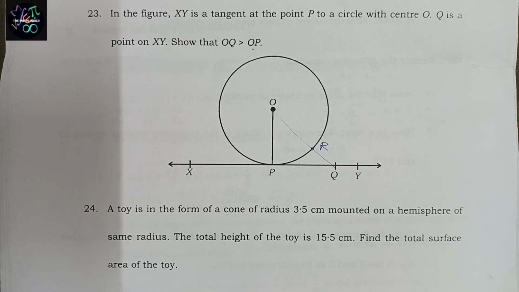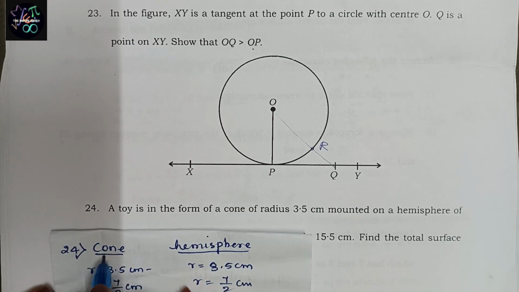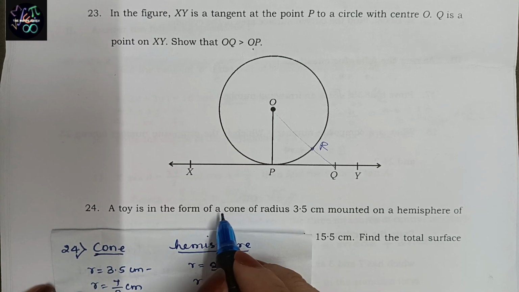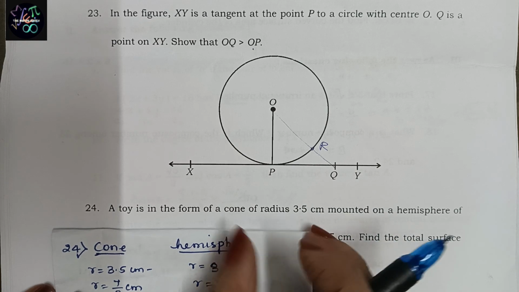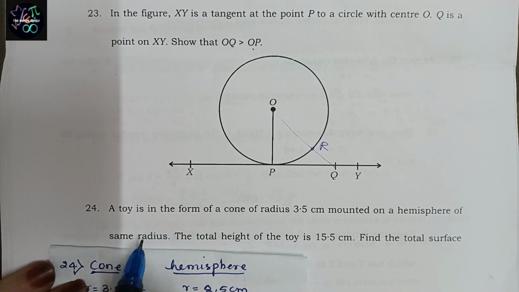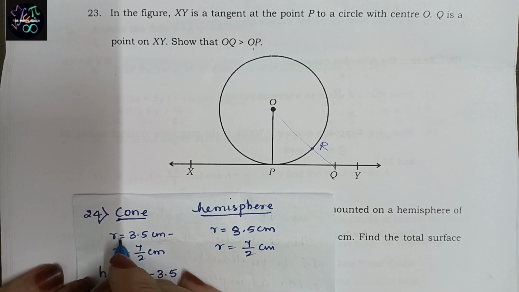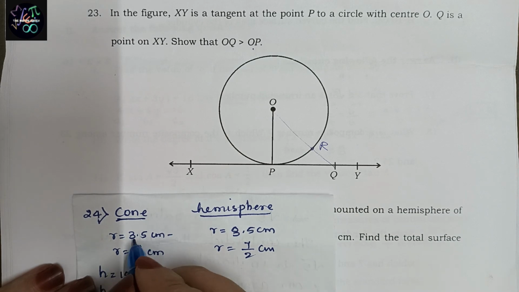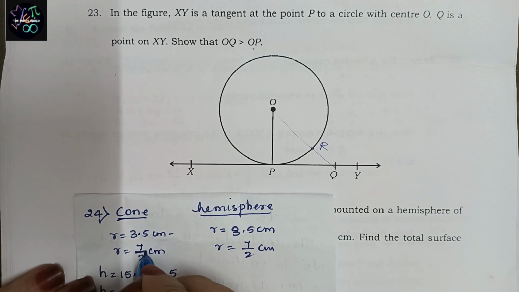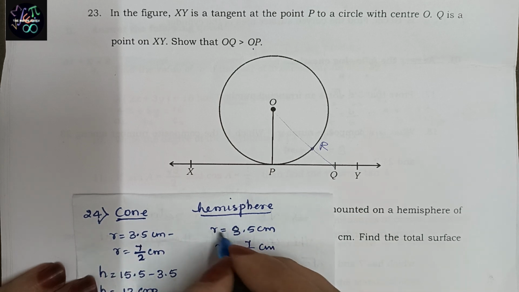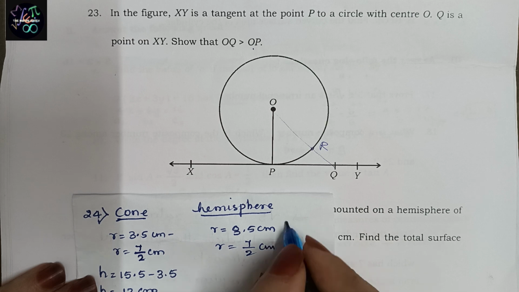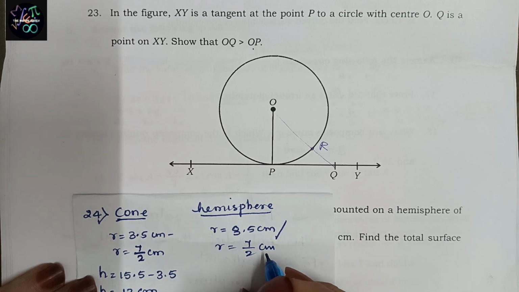First they have given a cone, so I have written cone here and underlined. Then the cone is mounted on a hemisphere of radius 3.5, because they have told it has the same radius. So I have written R is equal to 3.5 centimeter, and 3.5 centimeter is nothing but 7 by 2. We can write it in decimal form or fraction form also. So same radius, R is equal to 3.5, that is also equal to 7 by 2.